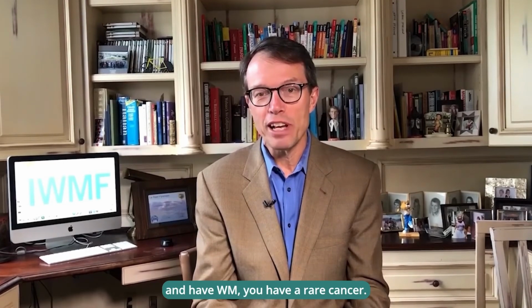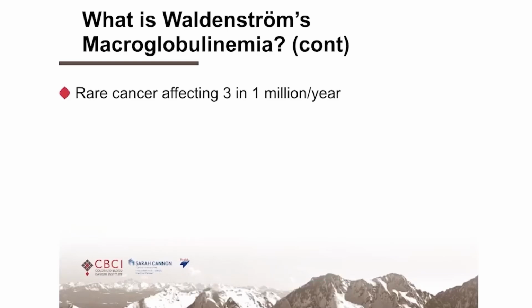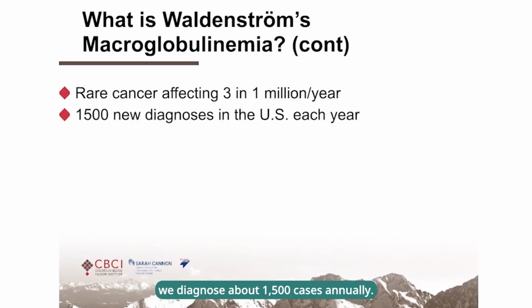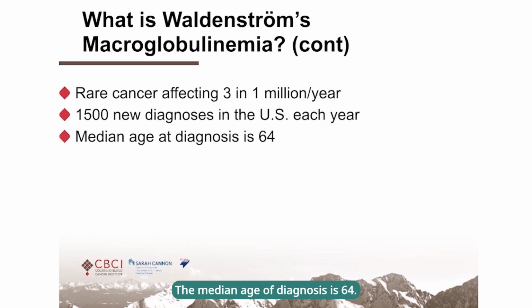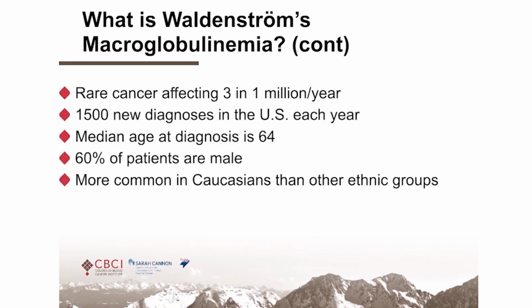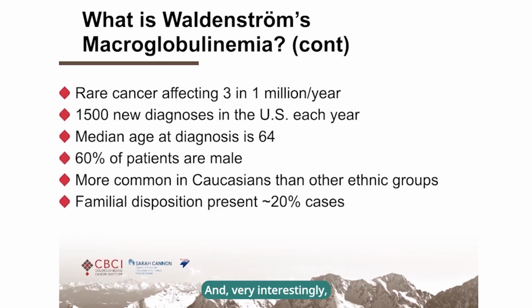If you're participating in this webinar and have WM, you have a rare cancer. It's a 3 in a million cancer. In the United States of America, we diagnose about 1,500 cases annually. The median age of diagnosis is 64. Most patients are male, and it's more common in Caucasians than other ethnic groups. And very interestingly, in about 20% of cases, you can find first-degree relatives of WM patients who have other types of blood cancers, often WM.